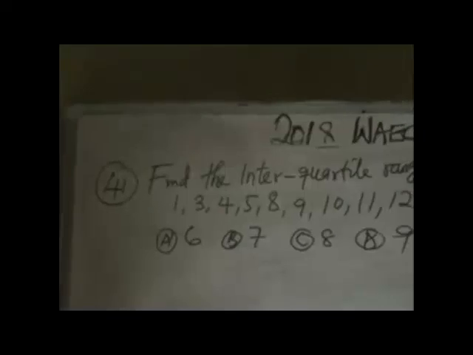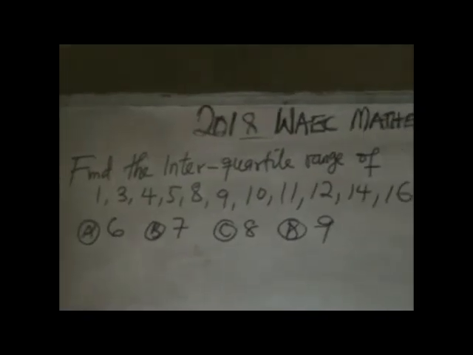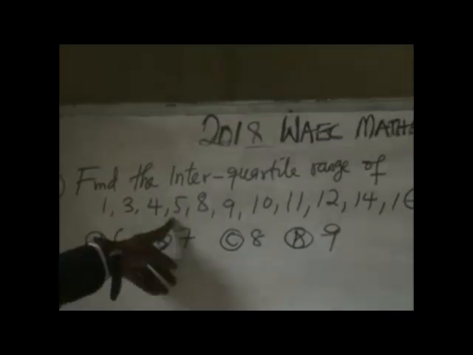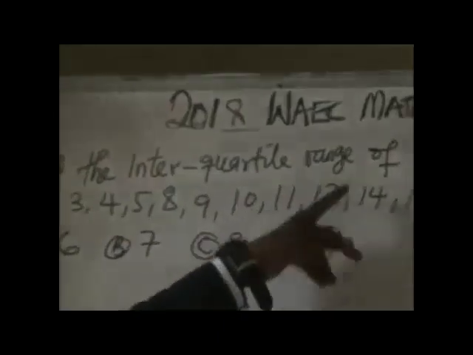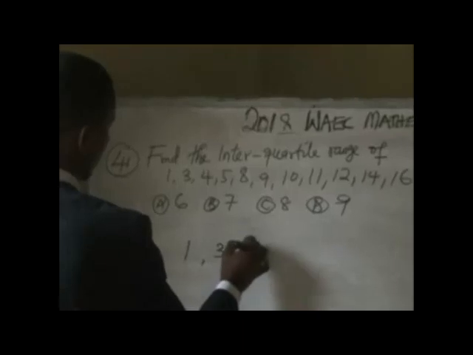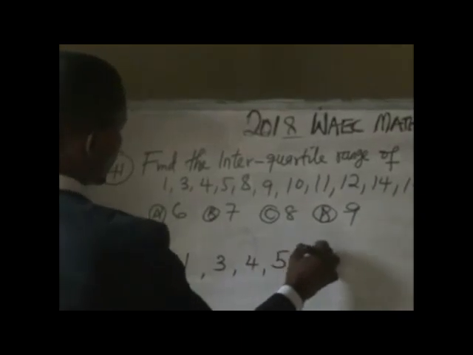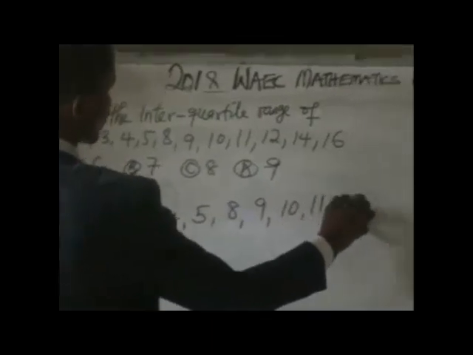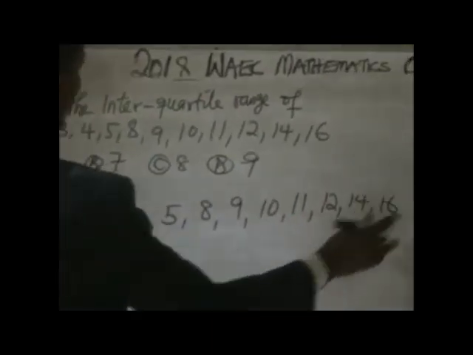Question 41 of the 2018 WAEC mathematics questions. The question is: find the interquartile range of this set of numbers: 1, 3, 4, 5, 8, 9, 10, 11, 12, 14, and 16. So for the interquartile range, what you have to do first is arrange the numbers in ascending order. I think they have arranged this already. So 1, 3, 4, 5, 8, 9, 10, 11, 12, 14, and 16. Make sure you arrange it first.